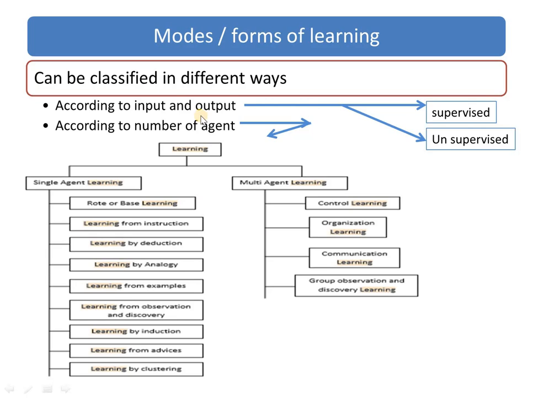According to input and output, learning can be categorized into two: supervised learning and unsupervised learning. I think these two terms are familiar to you from studying web data mining. And the next concept is according to the number of agents. According to the number of agents, we can divide learning broadly into two categories: single agent learning and multi-agent learning. What we are focusing on is single agent learning. Single agent learning techniques are nine different types of learning. Some types are more similar to each other and some are entirely different. So we will see them one by one in detail.